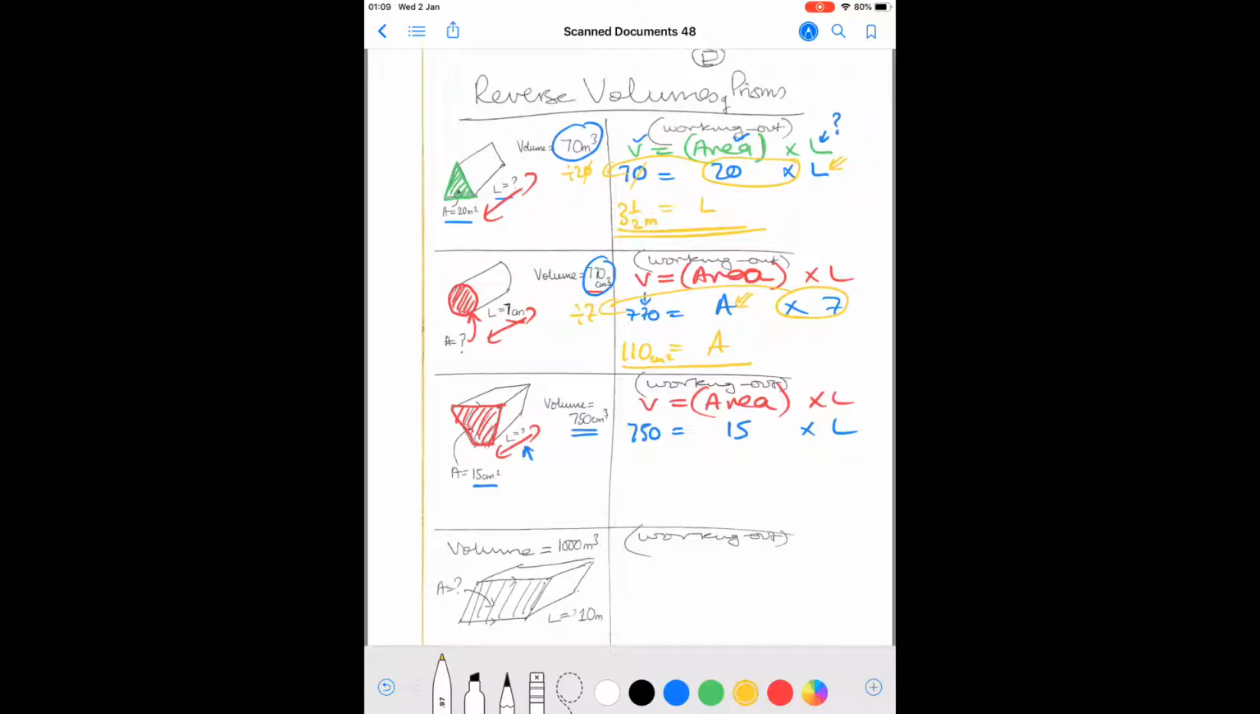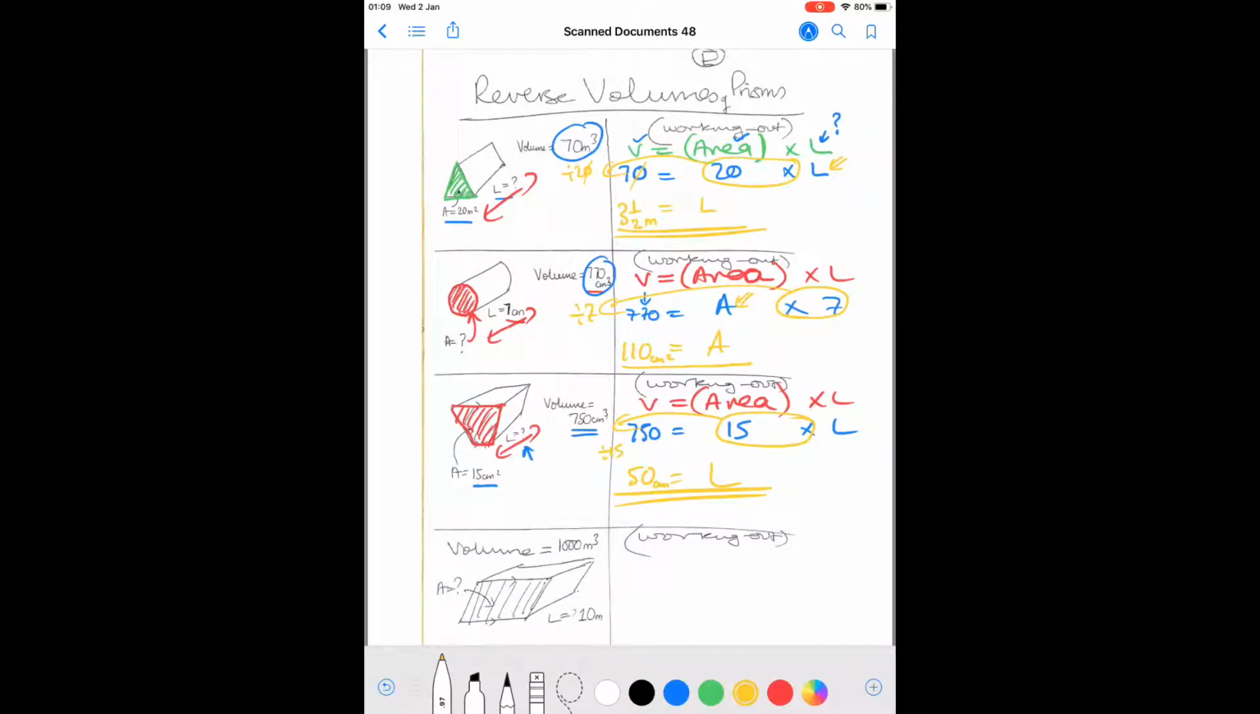Let's work it out. The opposite of times by 15 is dividing by 15. So let's copy that down. We have 750. We divide that by 15. And that gives us 50. And it's the length, so it'll be in centimeters, not centimeters squared. Done.